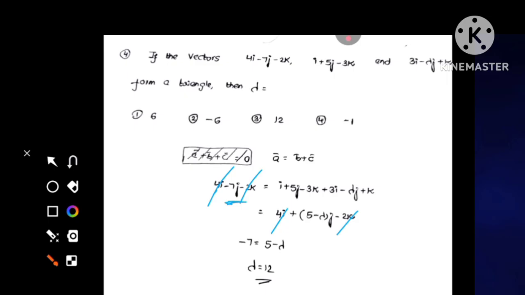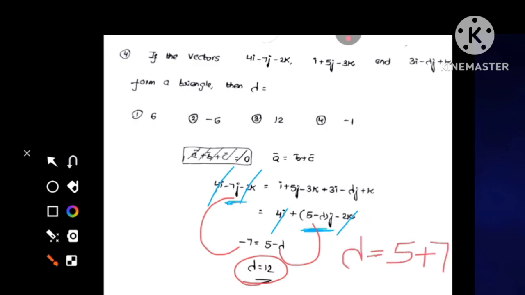Minus 7j is equal to 5 minus lambda into j. Now do the comparison of j components, then you get minus 7 equals 5 minus lambda. Then, taking the simplification, write minus lambda to this side and minus 7 to this side, so lambda is equal to 5 plus 7, that is equal to 12.